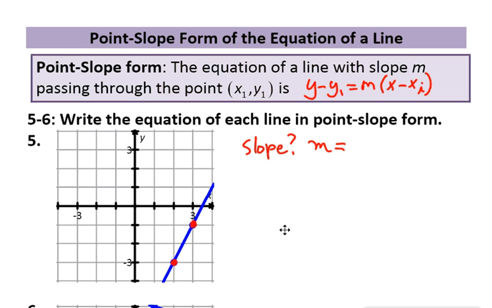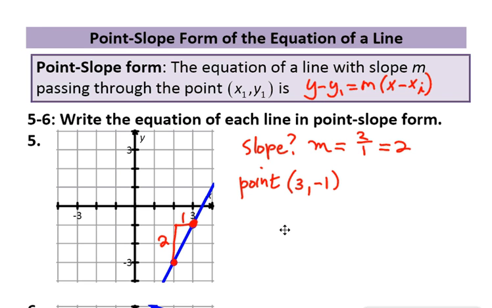You can see I've got the 2 points, and this one's going rising 2 and running 1, so it's up 2 over 1. So the slope is 2 over 1, which is 2. And I need a point, and I can choose either one of these points. It doesn't matter which one I choose. So let's choose this top one. So I'm going to choose the point 3, negative 1.